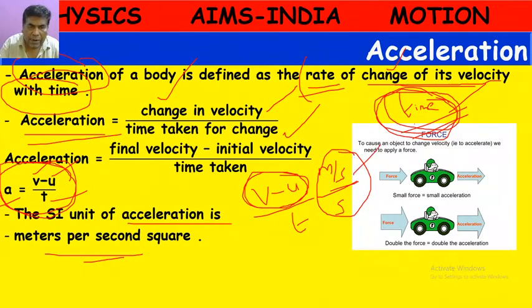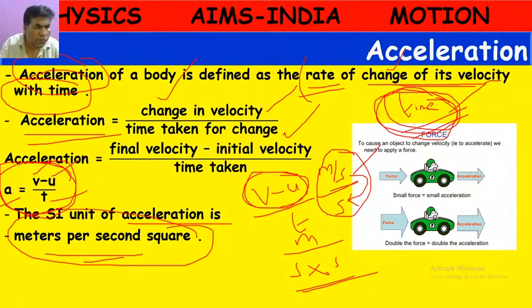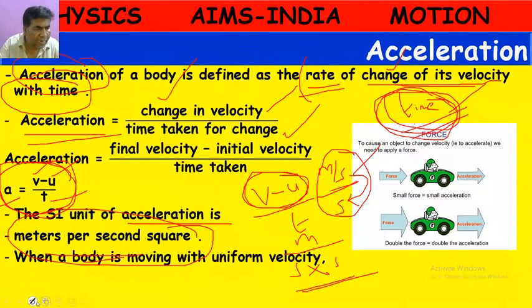In the numerator part, this S is there. It will come down. So we can write it as meter per S into S. So meter per second square. So this is the unit of acceleration.